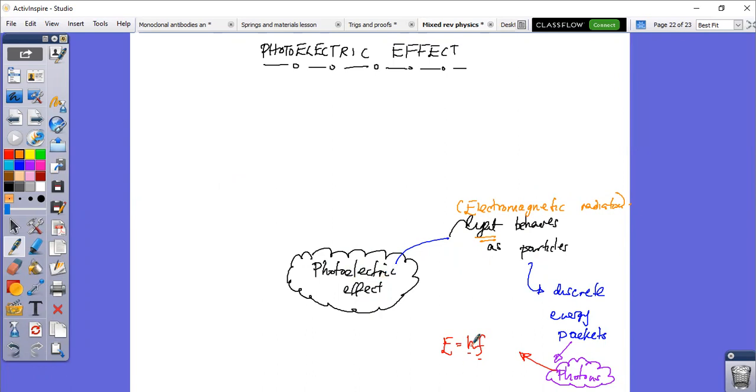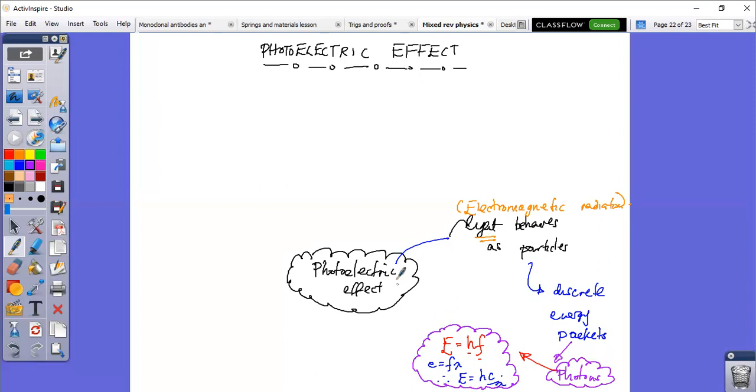So E is equal to hf, but also because we know that there is a relationship that c equals f lambda, sometimes we express this formula as hc over lambda. I've just rearranged c over lambda for f and put it in place of f. So this is another key formula we need when we are finding out the energy that a photon possesses.